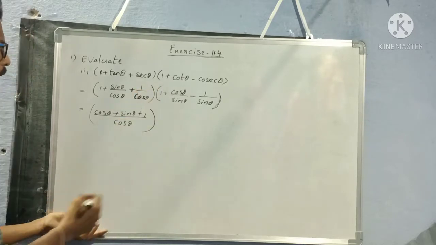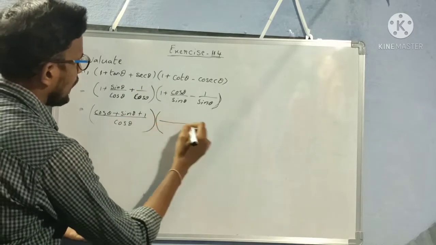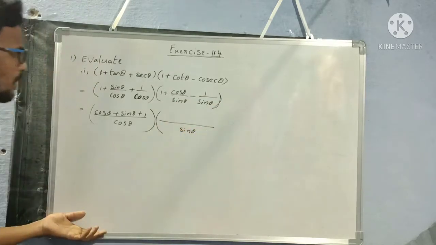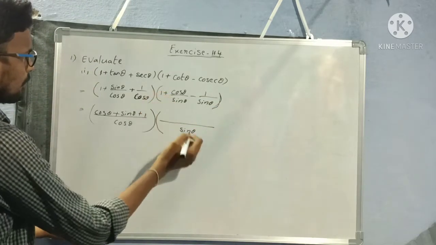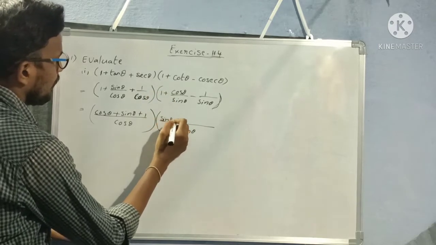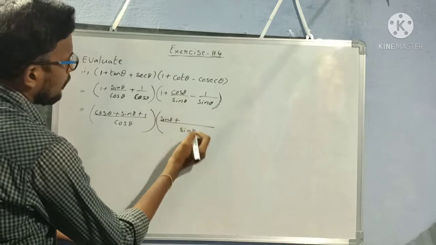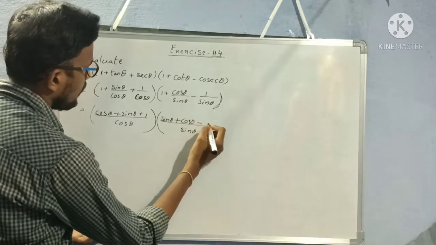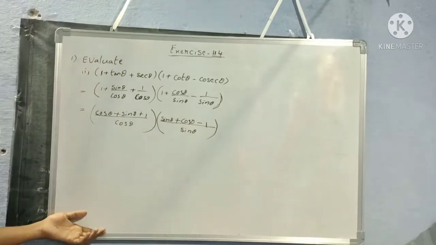Into again, here the denominator is sin theta, so the LCM becomes sin theta. Here 1 has no denominator, so sin theta should multiply it. So sin theta plus cos theta, as the sin theta denominators get cancelled, minus 1.